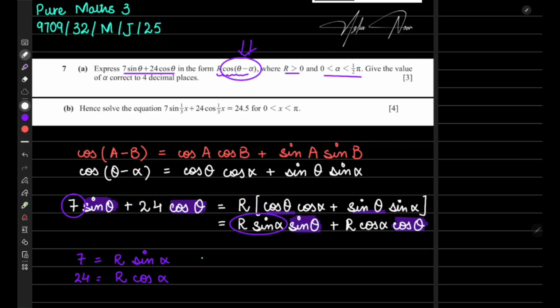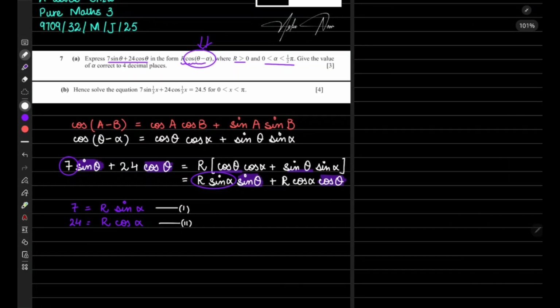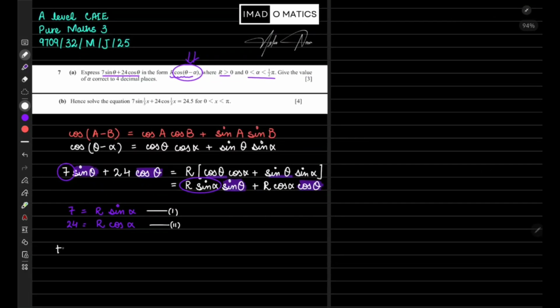Now when we get these two equations, how do we solve them? We solve them to find r and alpha. To find r, we square and add them. And to find alpha, we divide one by two, making it sin alpha over cos alpha. That should give you tan alpha. So divide them.